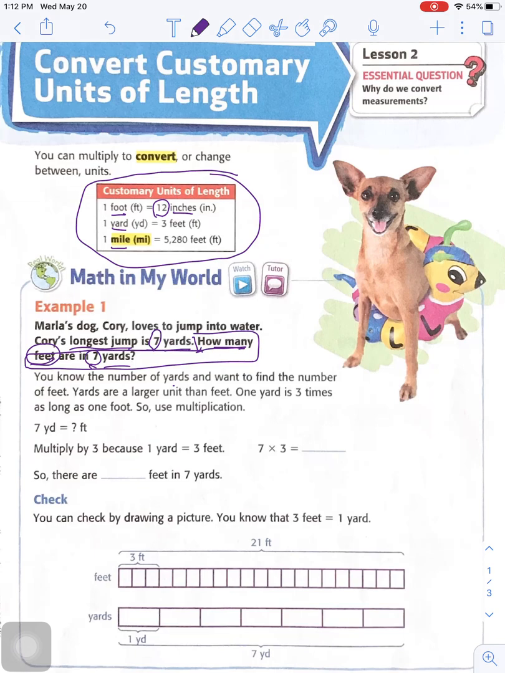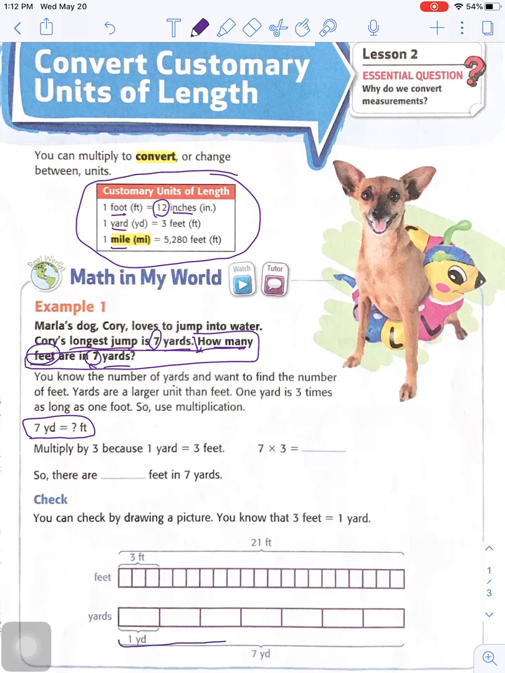Okay, so if you're going from a larger unit of measure to a smaller one, then you're going to have a bigger number because there has to be more of those things to make up for it. Okay, so 7 yards equals, we don't know how many feet yet. Okay, we know that in 7 yards, if you look down at the bottom, and I would draw the picture first. They're talking about checking using the picture.